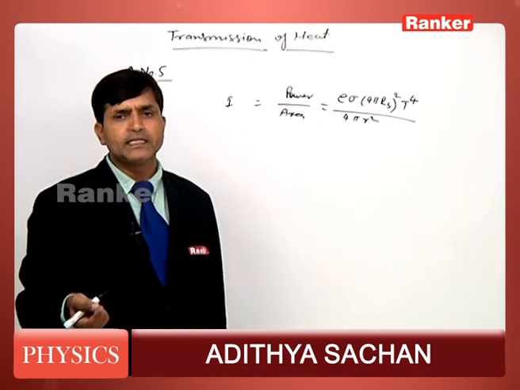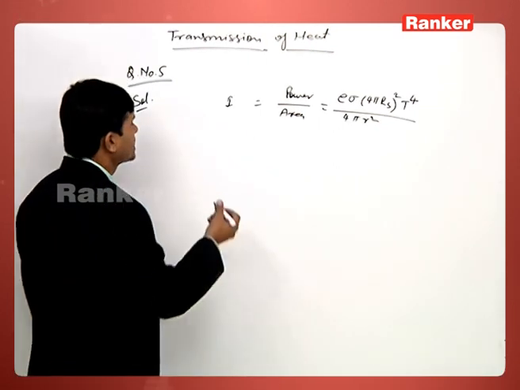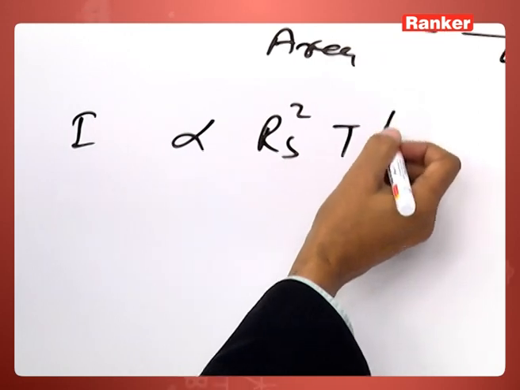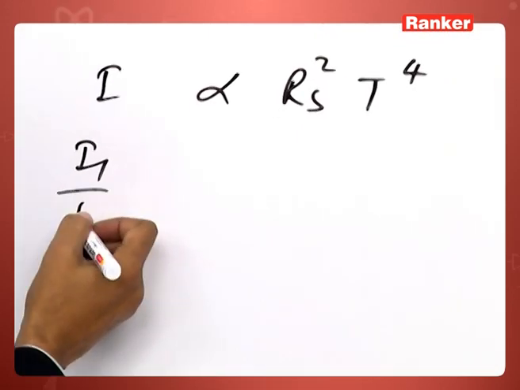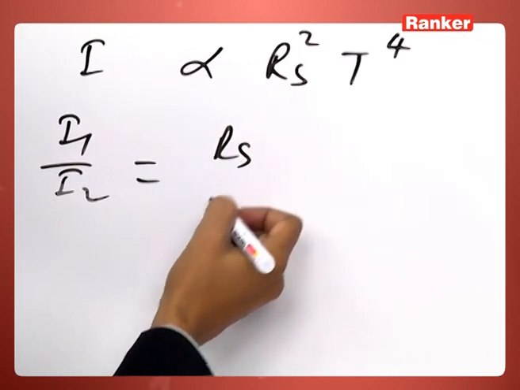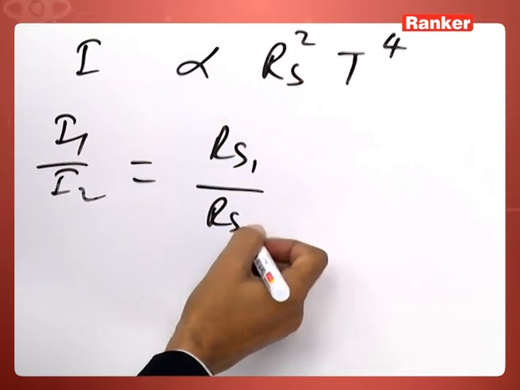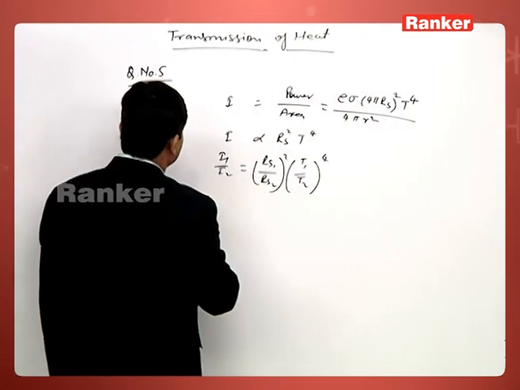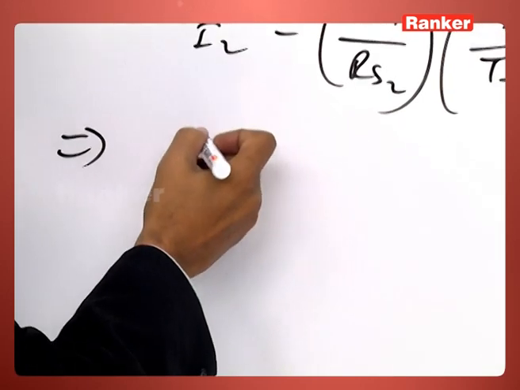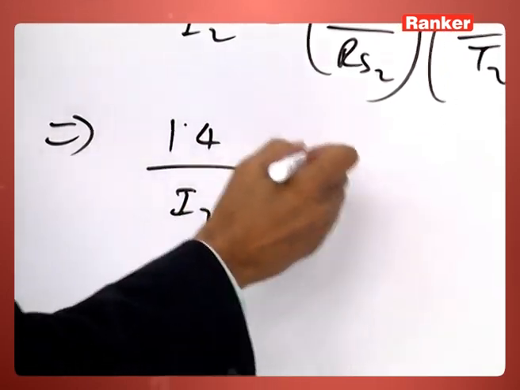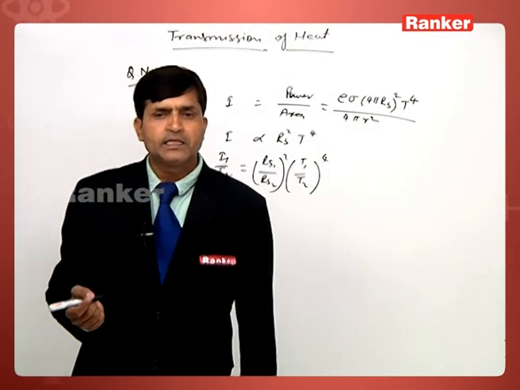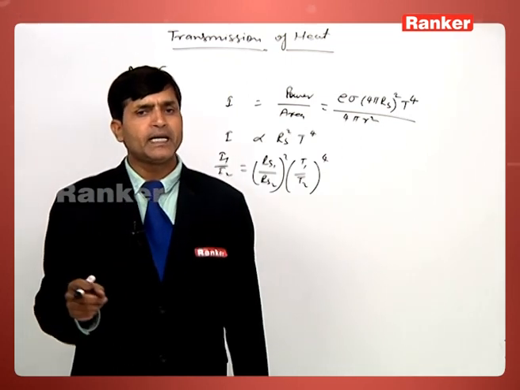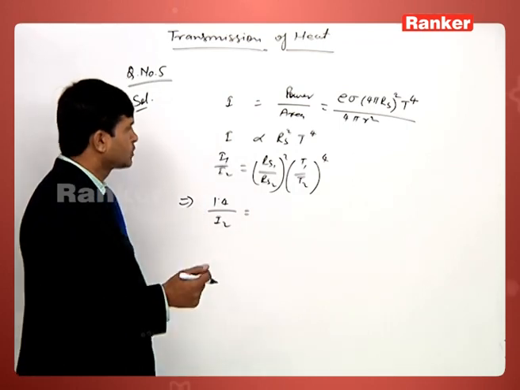Only the radius as well as the temperature of the sun are changing. So intensity is proportional to, we can say, Rs square T to the power 4. So I1 by I2 is equal to Rs1 by Rs2 whole square times T1 by T2 to the power 4. Initial intensity is given as 1.4. Now they are asking I2. What they are saying? Radius contracts by root 2 times and temperature rises by root 2 times.